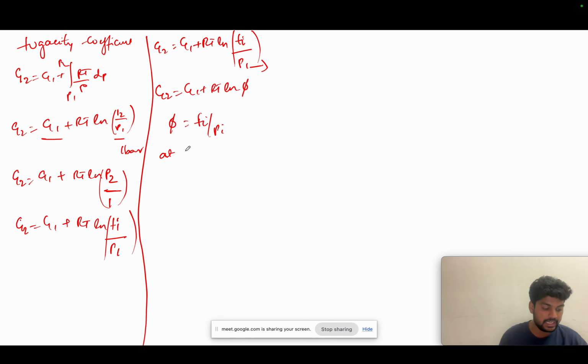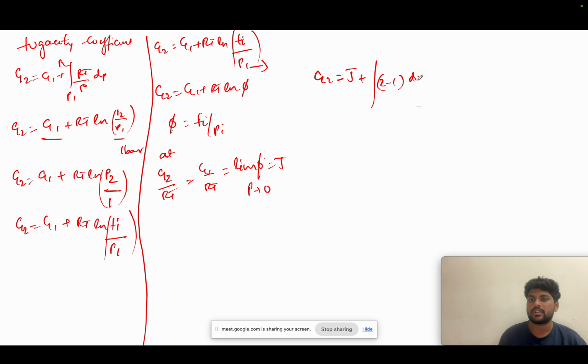So if I apply limits to both cases, now if I apply the same condition, G2 by RT equal to G1 by RT, which goes to the limit of phi, equal to J, as P tends to 0. If P tends to 0, then it could be 0, and then G2 equal to J only, right? Because we have the equation of Z minus 1 dP by P. If you remember, previously we have written this equation. So if this is going to be 0, then G2 equal to J. So that's what I have written here: G2 by RT, limit P tends to 0, equal to the limit P tends to 0 of phi, and if it is 0, then it will be J.